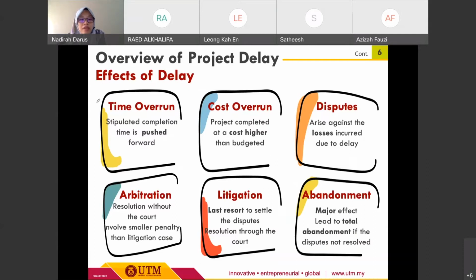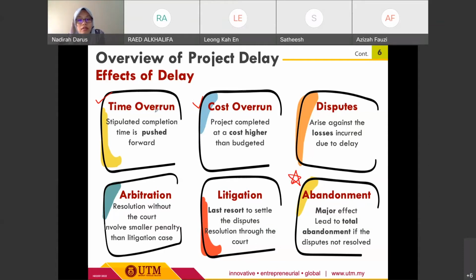For sure we have time overrun, because the delay directly affects the physical progress and also financial progress because of the cost overrun. And then in terms of laws and regulation, it will cause adaptation, litigation, and most of the time, a severe delay issue will cause abandonment of the project. So I think for this one you may do your own reading, since this is just straightforward.